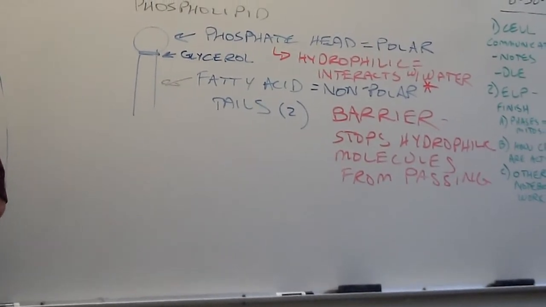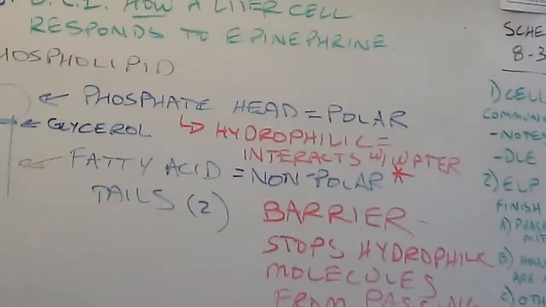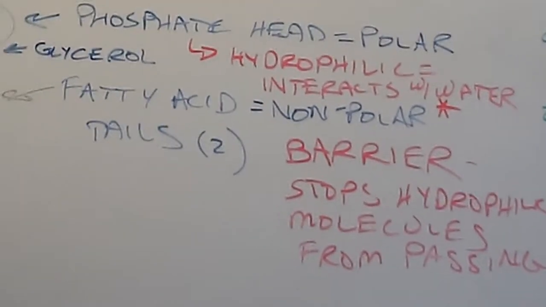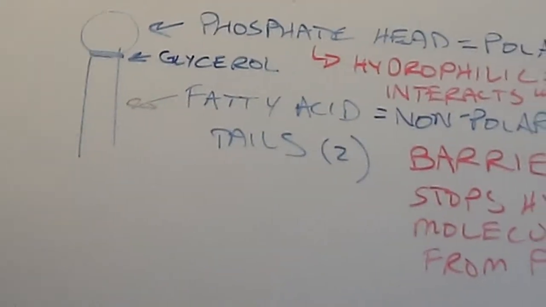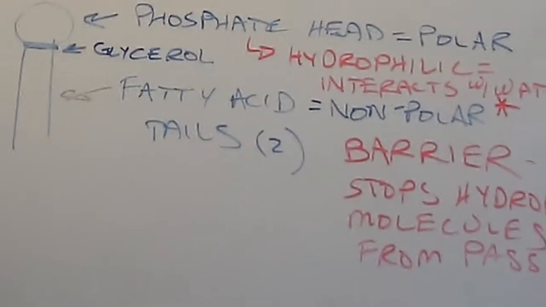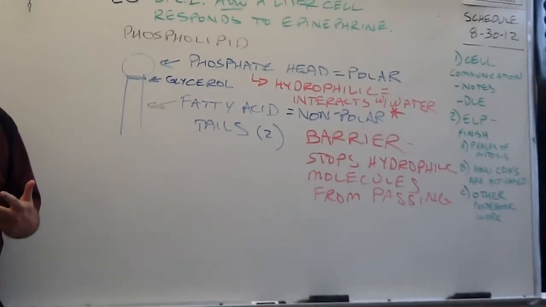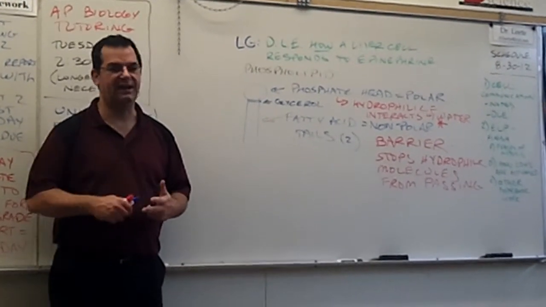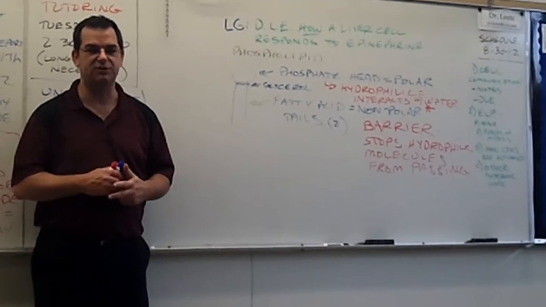Yeah. So again, what are the structural things we talked about here? We got it. What part is polar? Phosphate. The phosphate head is polar. What part is nonpolar? Fatty acid tails. What are the three things that make up this phospholipid? Phosphate, glycerol, fatty acid tails. Two of them. Two fatty acids.